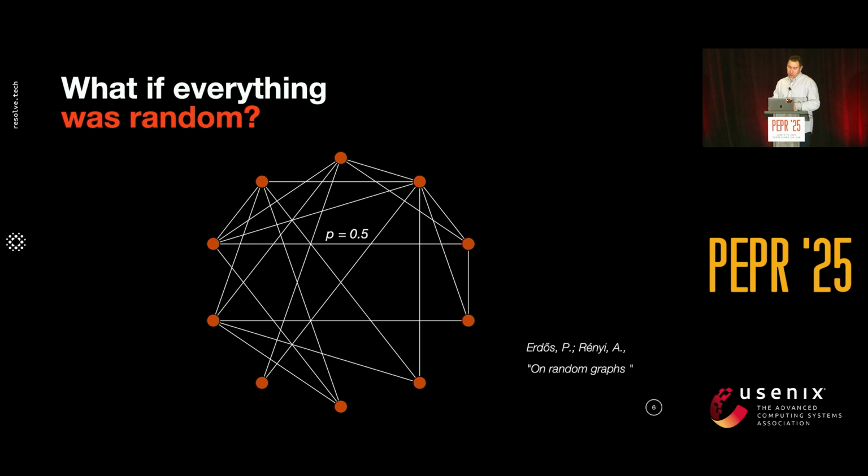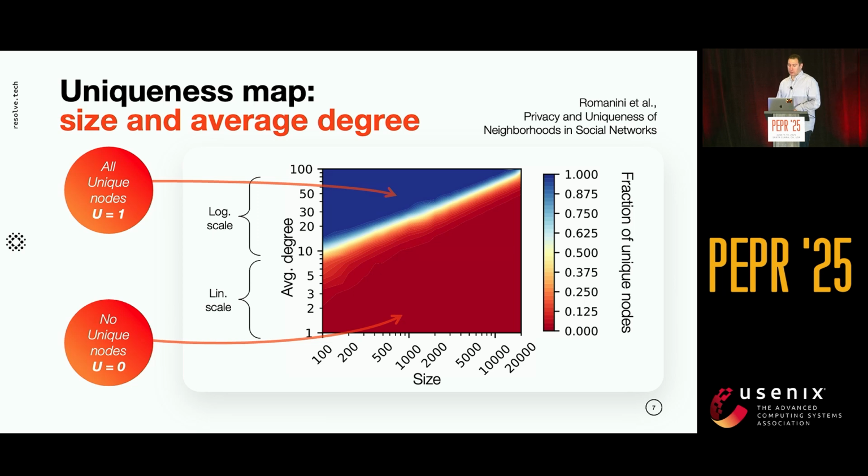So we used a visual tool that we called uniqueness maps, which is just a visualization tool, to visualize how many unique neighborhoods there are, how many unique local structures there are. We have the network size, so the number of nodes, on the horizontal axis, and the average degree, so the average amount of connections per node, on the vertical axis. And the colors represent the intensity of the uniqueness of neighborhoods. So in red, it means that there are no unique nodes. And in blue, it means that all nodes have a unique structure, so they can be identified on the structure.